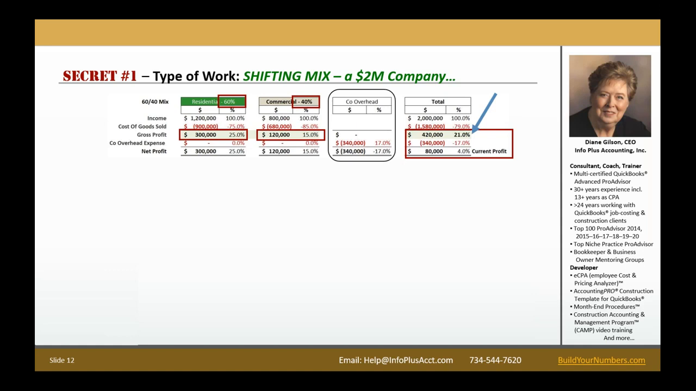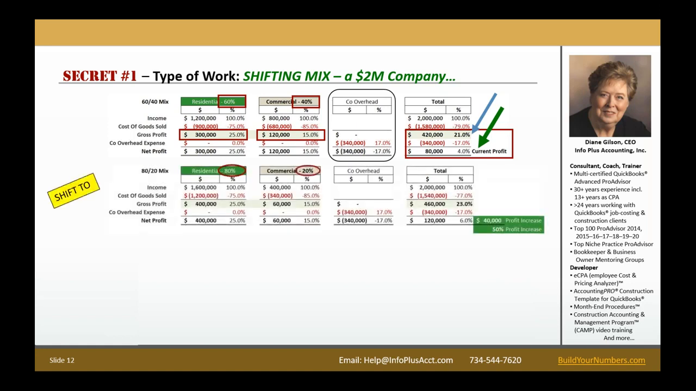We had company overhead of about 17%, and now we're seeing a 4% current profit. Okay, now what if in the next year that shifts based on the type of work? We want more of our higher gross profit work and less of our lower gross profit work. Well, when we do that, now we move up to a 23% gross profit margin, same company overhead, and we've moved our bottom line up to 6%. So that's an increase of 40,000. That's a 50% profit increase just by shifting our mix.